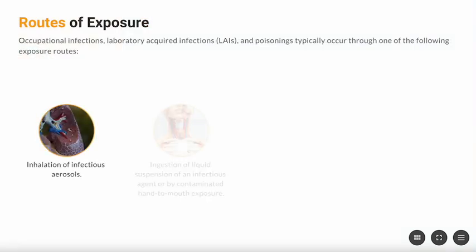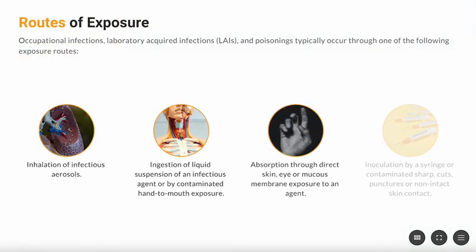Routes of exposure are the ways in which a person can come into contact with a hazardous biological agent and become infected. Occupational infections, laboratory-acquired infections, LAIs, and poisonings typically occur through one of the following routes. Inhalation of infectious aerosols. Ingestion of liquid suspension of an infectious agent or by contaminated hand-to-mouth exposure. Absorption through direct skin, eye, or mucous membrane exposure to an agent. Inoculation by a syringe or contaminated sharp cuts, punctures, or non-intact skin contact.